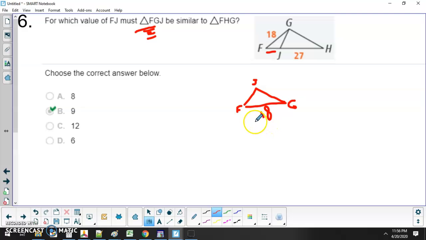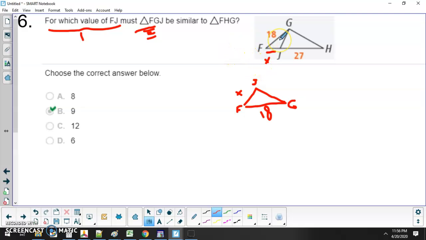Boom, like that. All right, and we know that FJ, okay, we don't know what FJ is, but for which value of FJ are we looking? We're looking for FJ. So I'm going to call FJ X, because that's the key thing we're trying to find, okay? So you can also call FJ X in this shape right here, in this triangle, FGH.